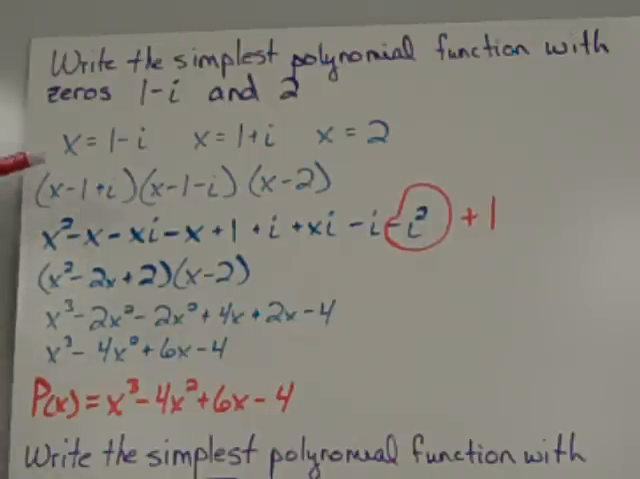Okay. Then I had to bring down the x minus 2 factor, and I multiplied x squared minus 2x plus 2 times x minus 2, which resulted in x cubed minus 2x squared minus 2x squared plus 4x plus 2x minus 4. Which again, I combined my like terms again, and the result was x cubed minus 4x squared plus 6x minus 4. And then from there, since I was asked to write it as a polynomial function, I wrote p of x equals x cubed minus 4x squared plus 6x minus 4.